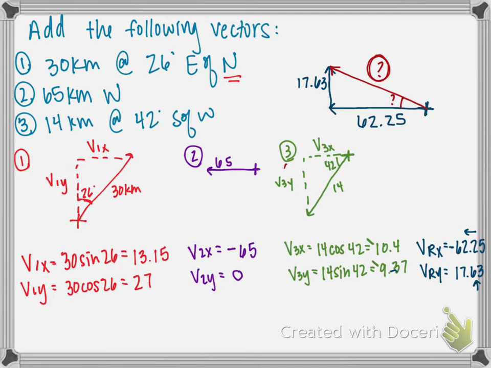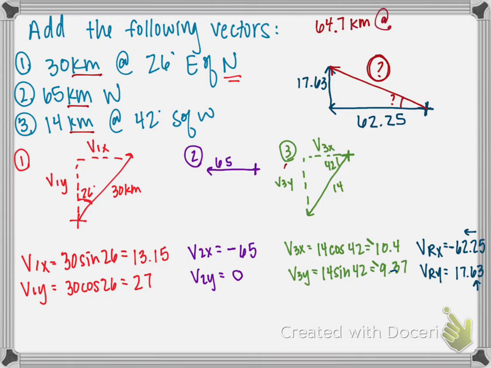All right, so for the hypotenuse there, I got 64.7. And what would my units be? My original units were all kilometers, so that means my resultant vector would be kilometers. And then we have to include the angle.